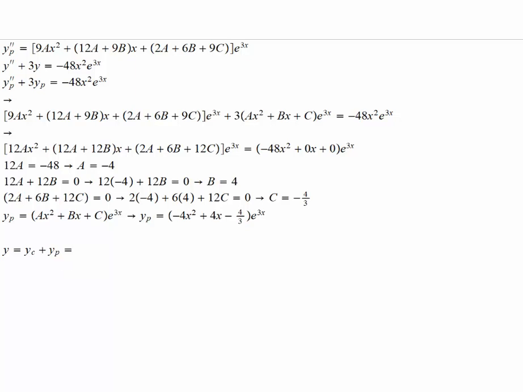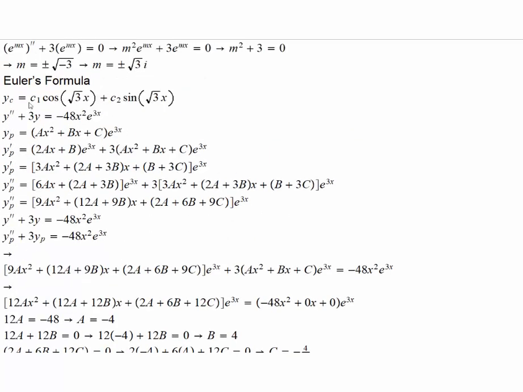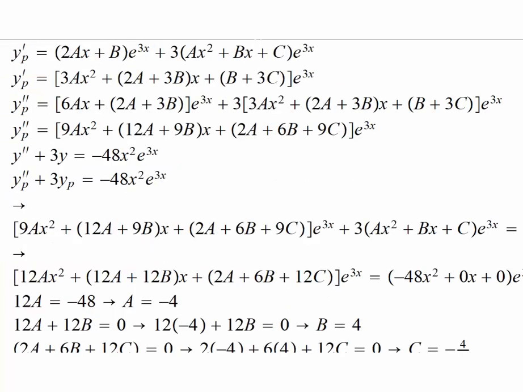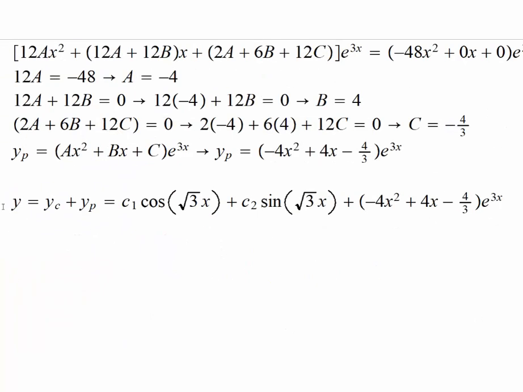So what was our complementary function? The complementary function is right here. So you write that down, and then plus the particular integral part that you got. Let me make it bigger again. So this is going to be the general solution of your differential equation. Let me know if you have any difficulty, and I shall try to clarify it.